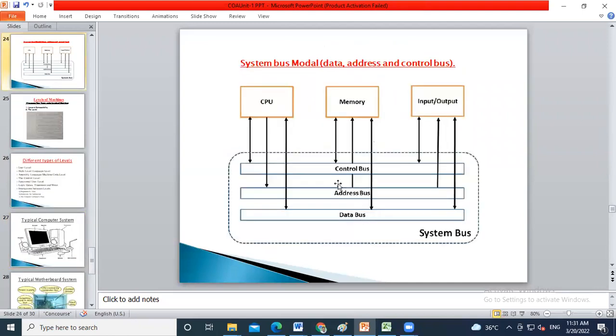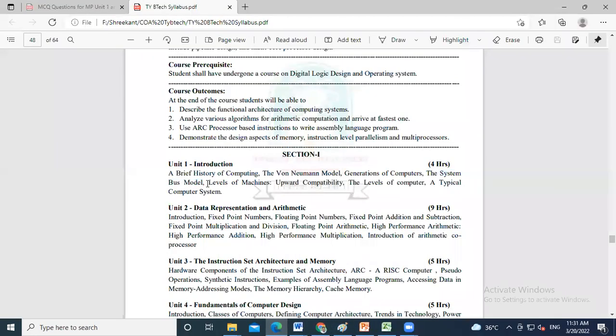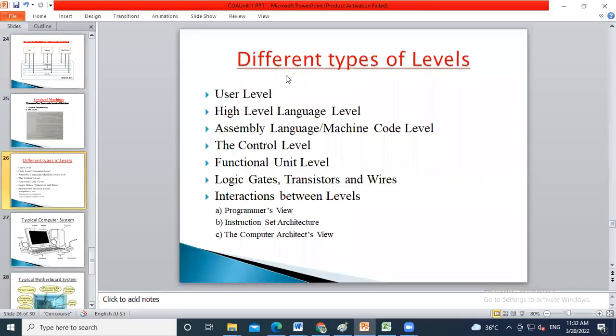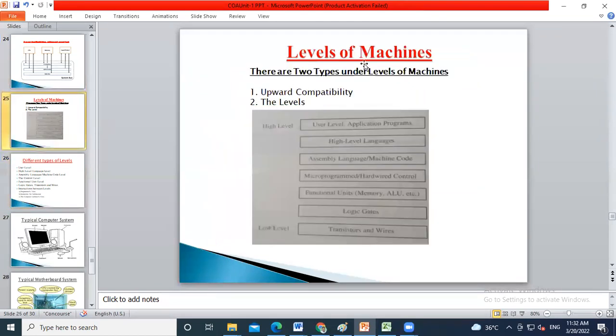Okay, so this is about the system bus. Next I will go to, as per the syllabus, levels of machines. In the levels of machines, there are two types: upward compatibility and the levels of computer. So the different levels of machines are here, and in those two types, upward compatibility and the levels.